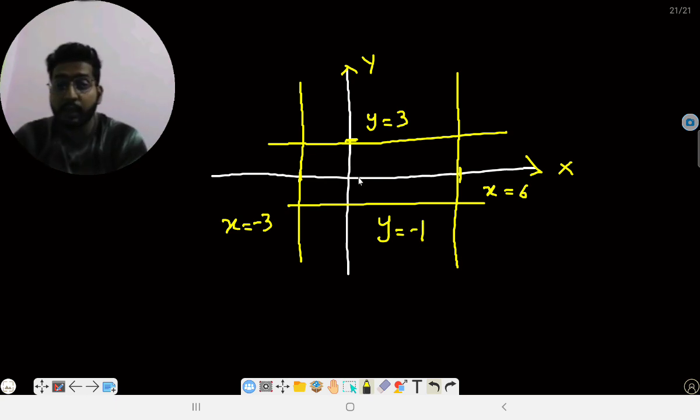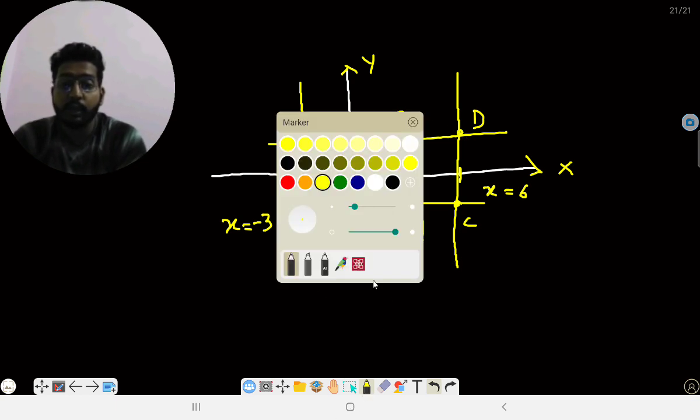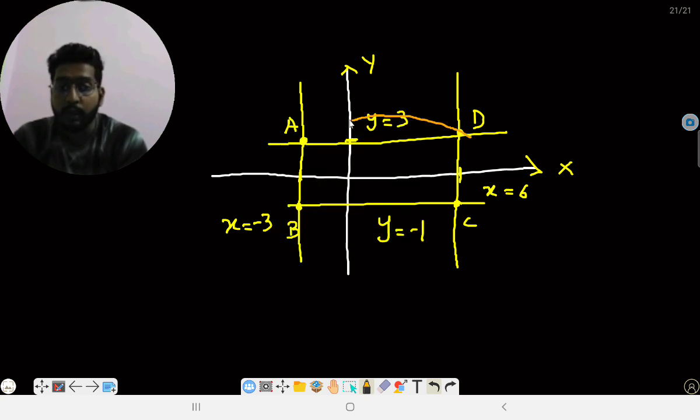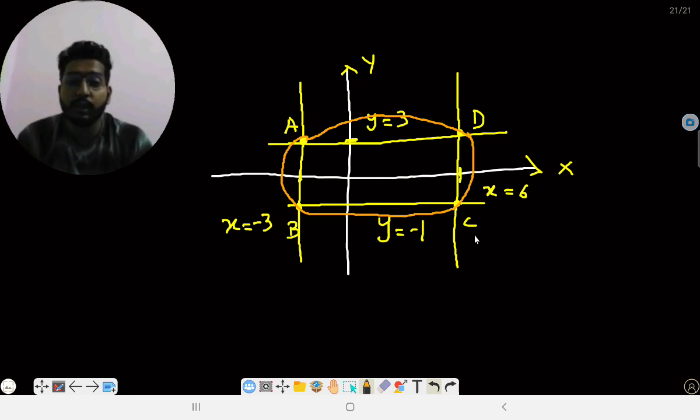Now this is the rectangle. Here this is A, this is B, this is C, and here it is D. Now one circle is circumscribing this rectangle, like this. Now you have to find the equation of this circle. First of all, for the equation of a circle, you need to find the center and the radius.